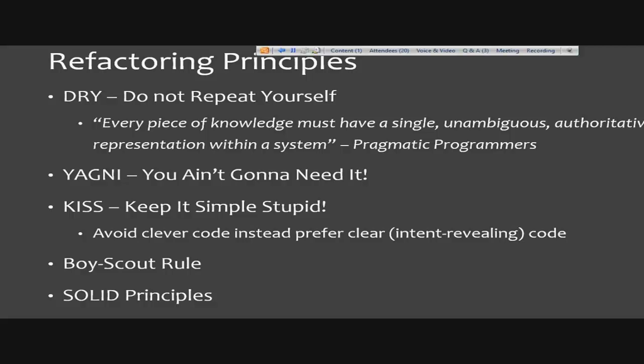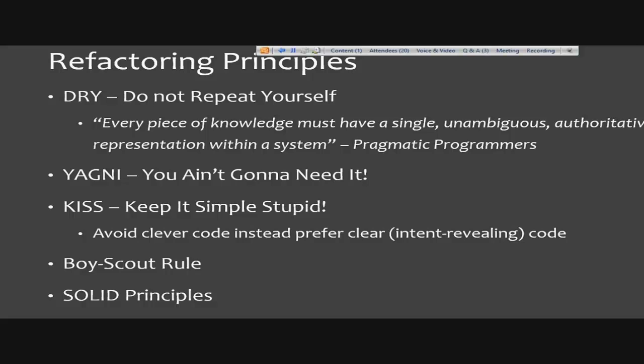YAGNI stands for You Aren't Gonna Need It, and it almost falls in line with TDD, because we write the passing code only to satisfy the failing test, nothing more, nothing less. So we don't keep a provision for or keep enhancing the feature just to satisfy some imagined need. We are not going for over-engineering with the YAGNI principle.